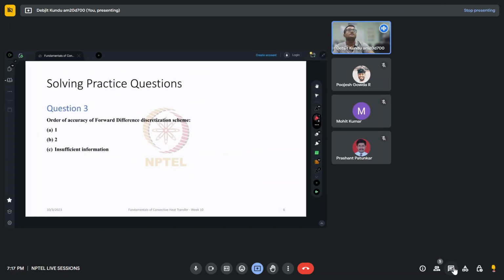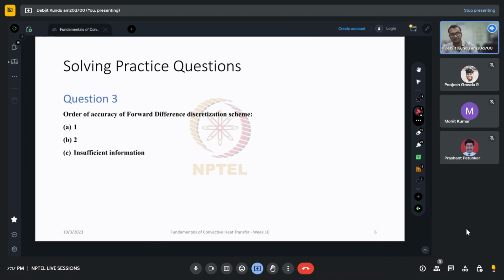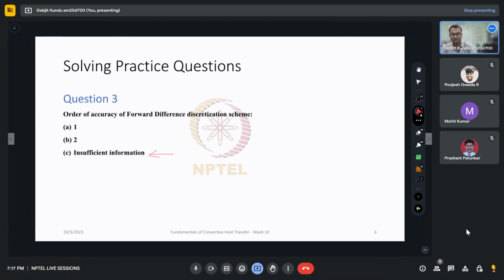We have one quick response telling that it should be option C, insufficient information. Forward difference discretization scheme. What is the order of accuracy of that? Is it option A 1, option B 2, or option C insufficient information?